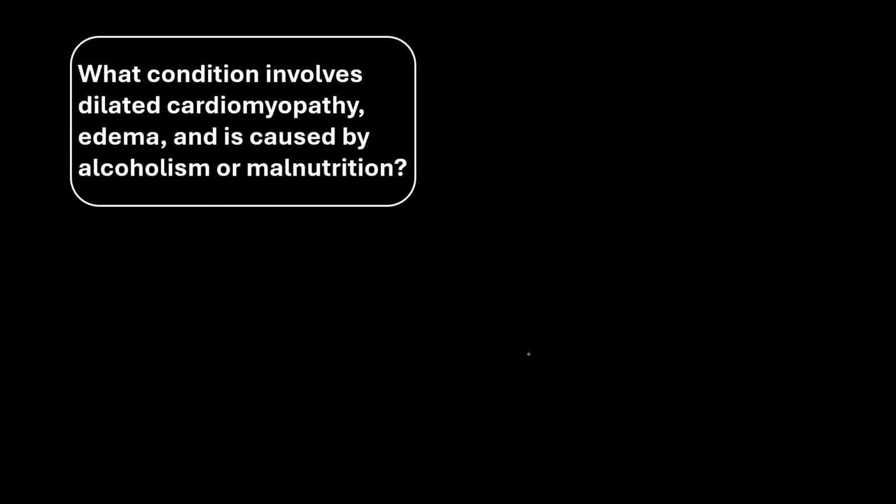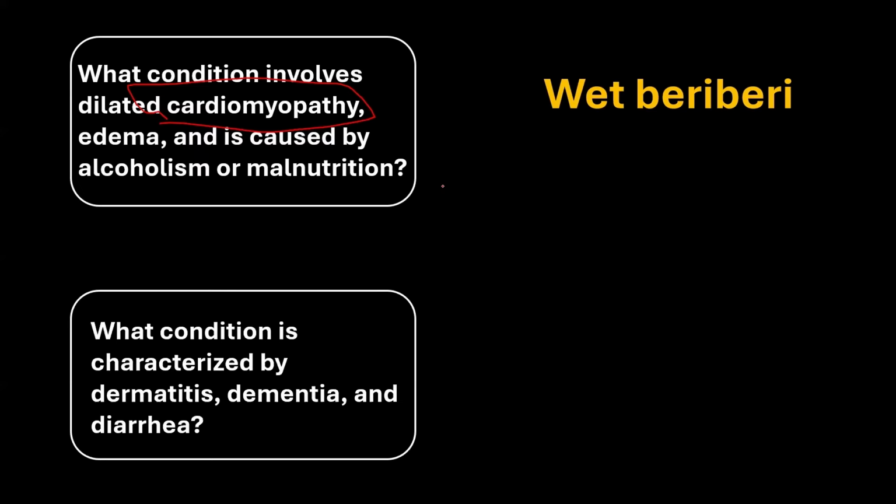Okay, what condition presents with dilated cardiomyopathy and edema, and is caused by alcoholism and malnutrition? Yeah, good. Wet beriberi. And that's when there's what type of cardiomyopathy? What's the cause of the cardiomyopathy? There's a specific subtype that you sometimes see tested. It's similar to hyperthyroidism or AV shunting. High output, perfect. Yep, high output cardiomyopathy.